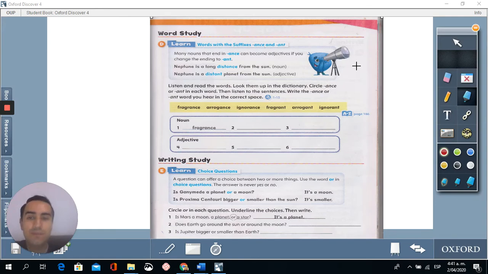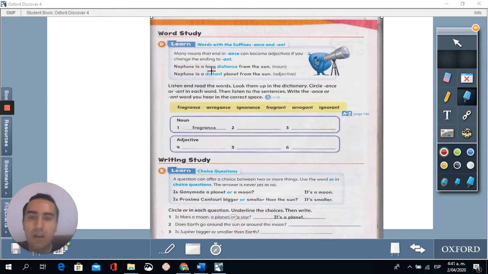Word study. Learn words with the suffixes ance and ant. Many nouns, many names, many things, many objects. The words that they have, the nouns that end in ance, can become adjectives if you change the ending to ant. Let's see an example.